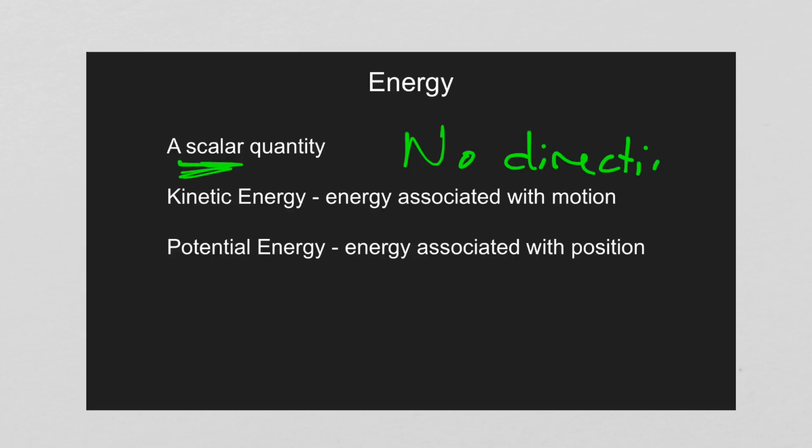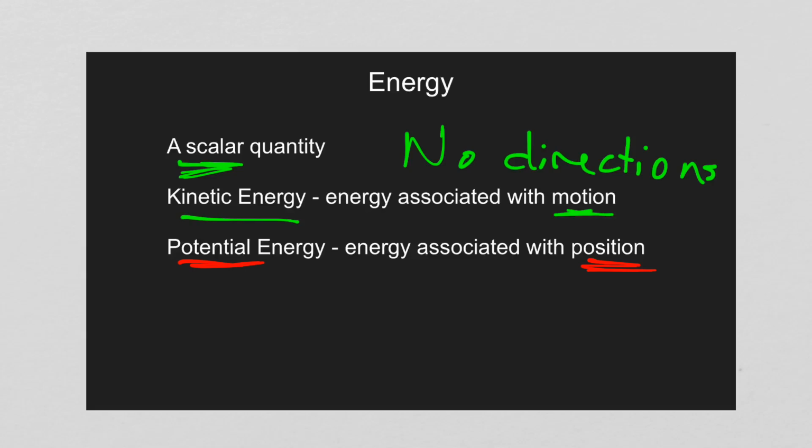Which means normally when you talk about physics, you worry about vectors and start there. We're going to start with energy. You don't have to worry about directions. Two types: kinetic, associated with motion, and potential, which is associated with position.